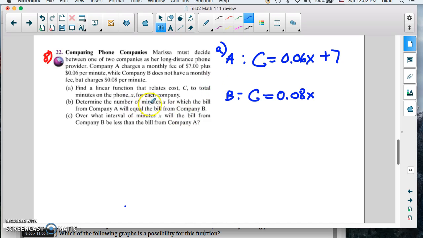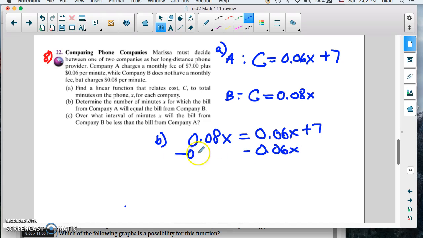It says determine the number of minutes for which the bill from company A will equal company B. So what we would do is take these two linear equations and set them equal to each other. Costs being equal, we'd say 0.08x equals 0.06x plus 7. We'd subtract this x term from both sides, and we get 0.02x equals 7.